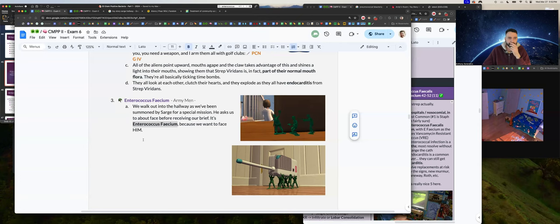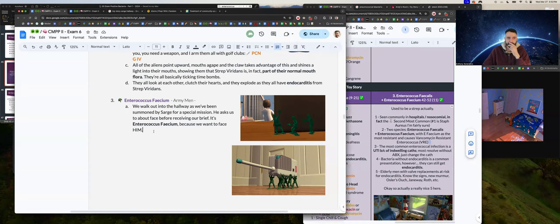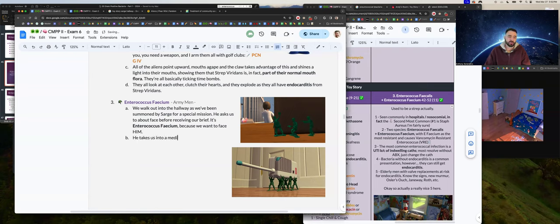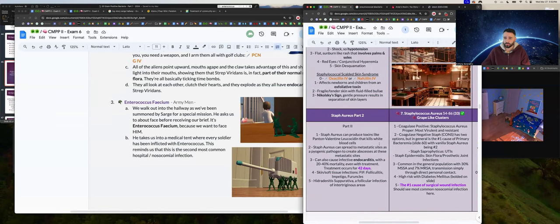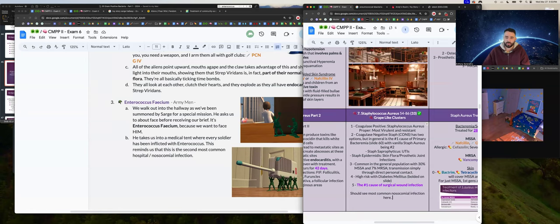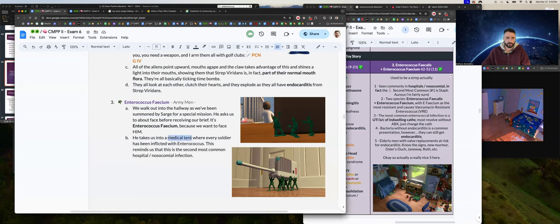Okay. He takes us into a medical tent where every soldier has been inflicted with Enterococcus. This reminds us that this is the second most common hospital nosocomial infection. I think Staph aureus is the first. It's the number one. Yeah, I have to find that. It might have just been mentioned on the set. Sometimes they're just mentioned as a first on the second slide. So it's a medical tent. We want to know this is a hospital. This is a nosocomial infection. Hospital nosocomial infection.